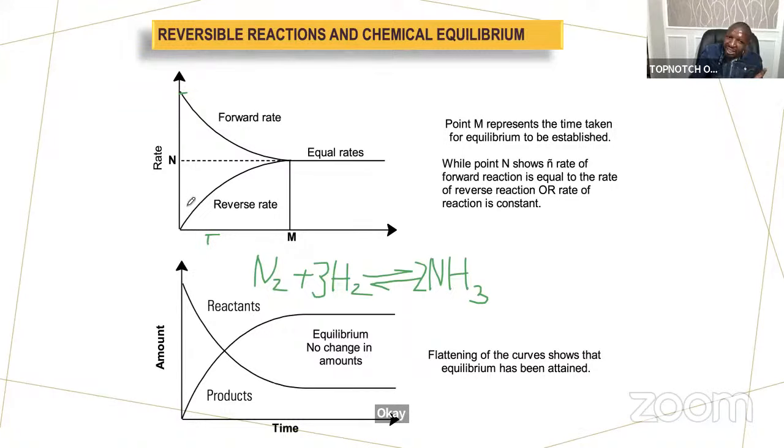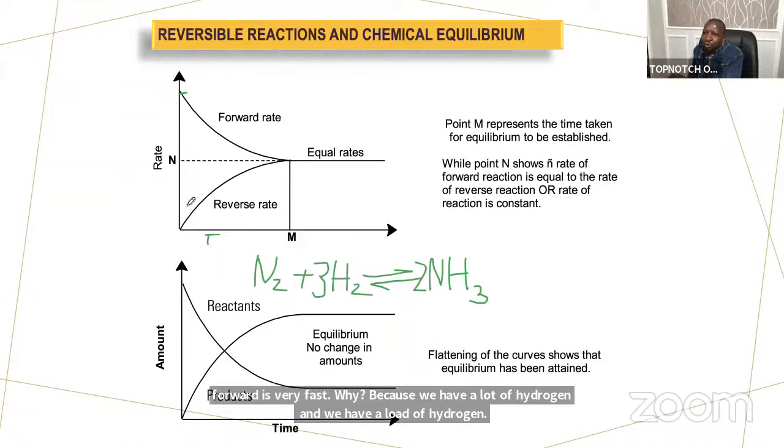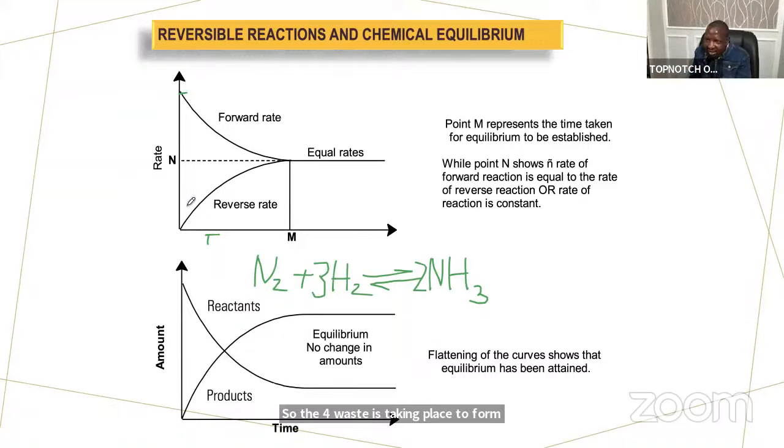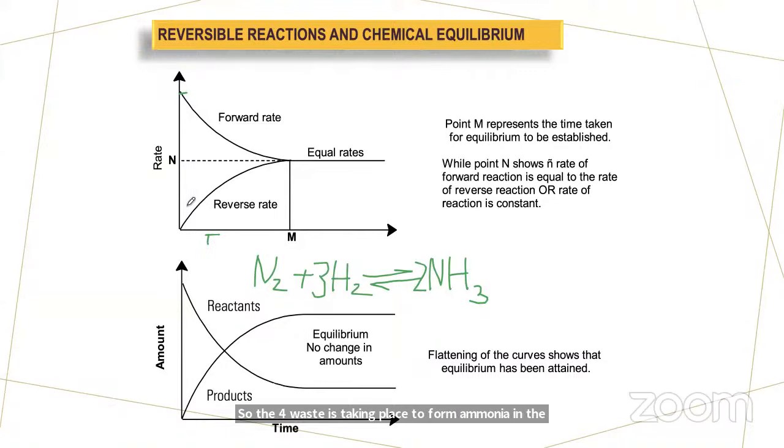So at the beginning, the rate of forward reaction is very fast. Why? Because we have a lot of nitrogen and we have a lot of hydrogen. So the forward reaction is taking place to form ammonia at the beginning. Are we together?